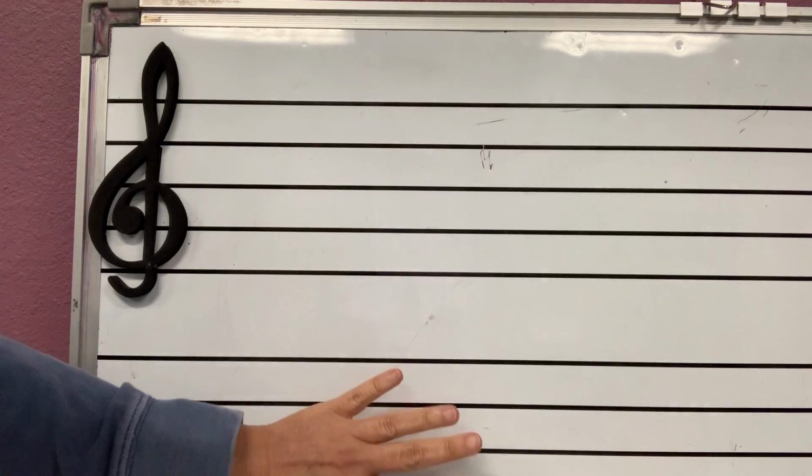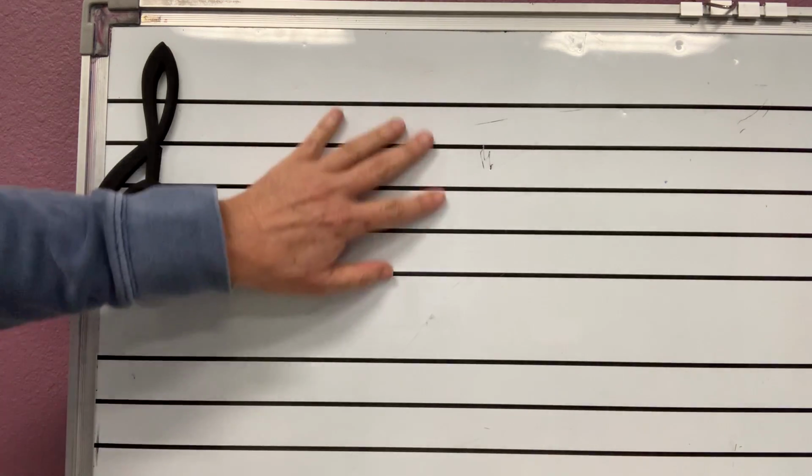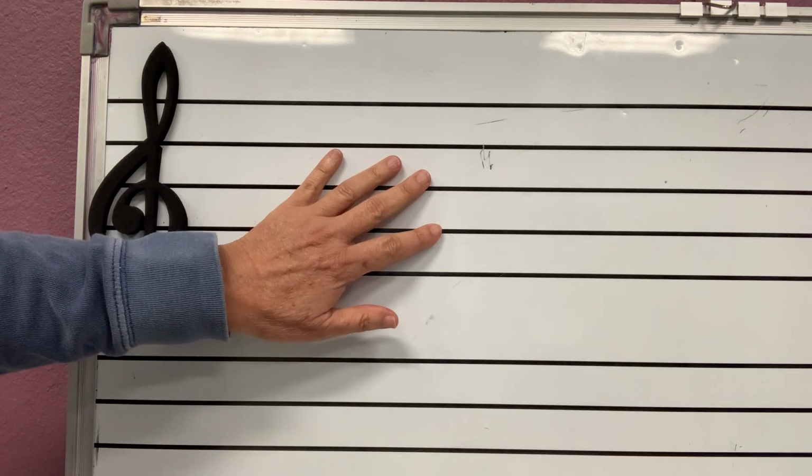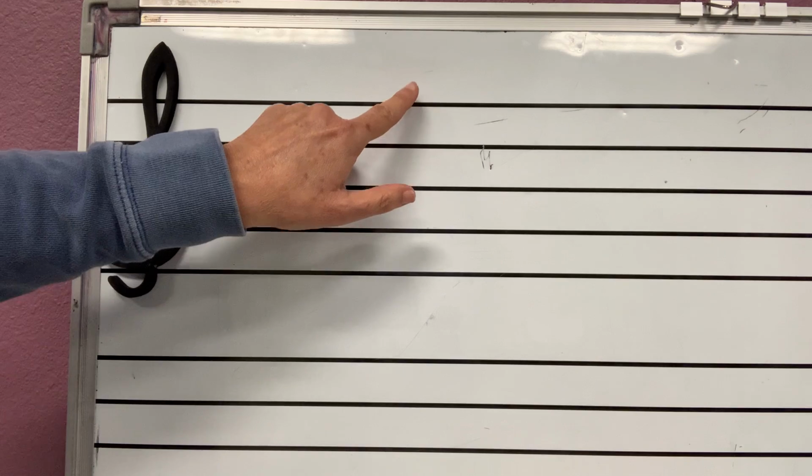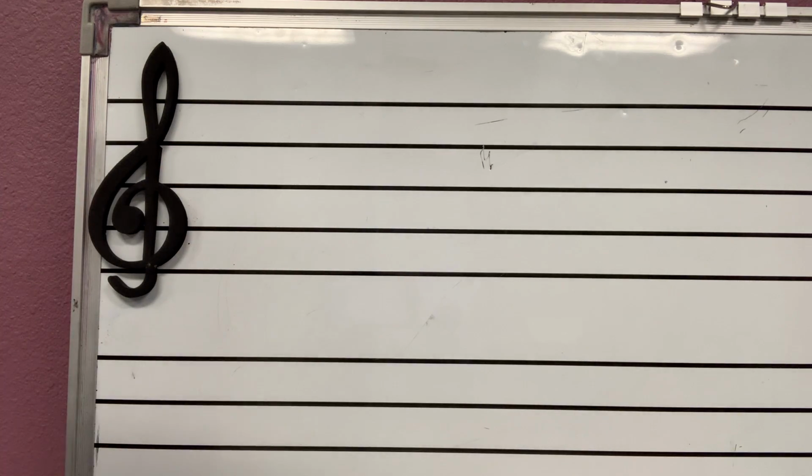This is one staff. There's another staff here. How many lines do we have on the staff? Can you help me count? 1, 2, 3, 4, 5 lines. 5 lines are the staff.